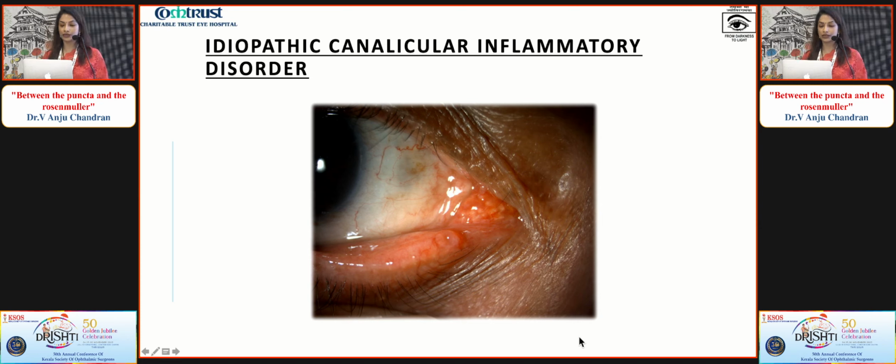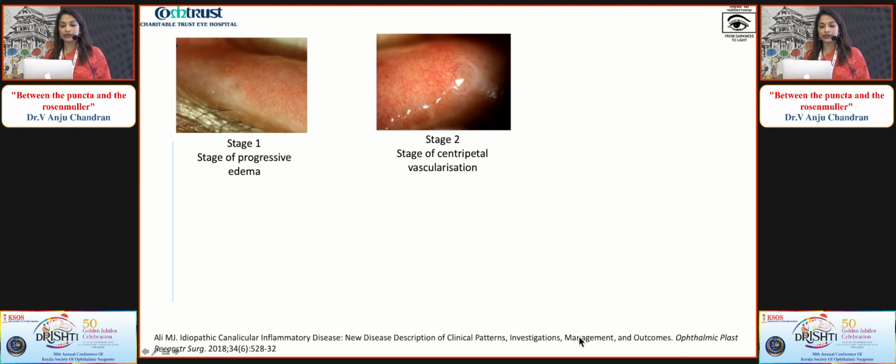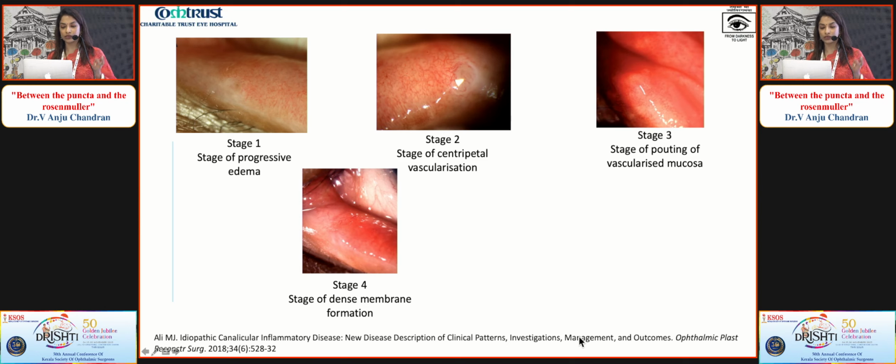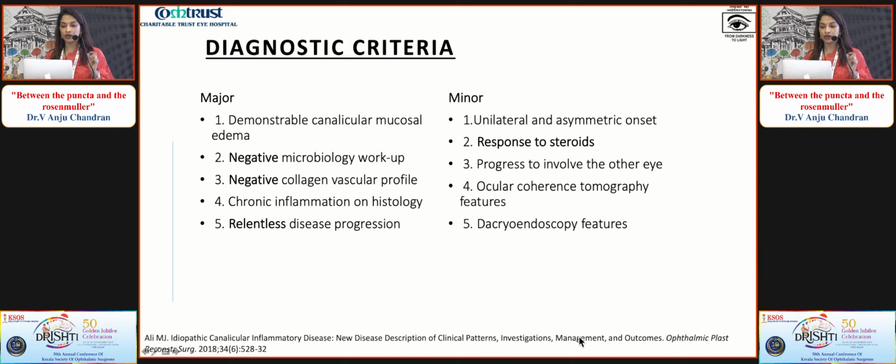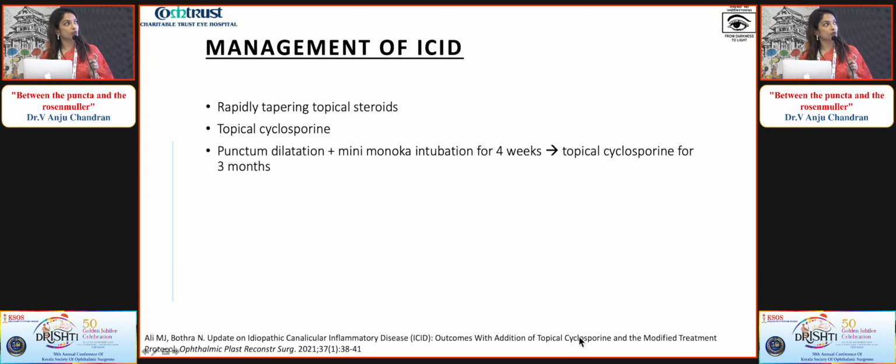Just quickly looking at this very recent condition that was described, which is called idiopathic canalicular inflammatory disorder. There are a series of stages that the patient goes through, which is initial progressive edema, then vascularization, then pouting of the vascularized mucosa, membrane formation, and eventually progressive cicatrization. If you look at the criteria, one thing is negative microbiology workup and negative systemic involvement. There is a relentless disease progression and the disease responds to steroids. So the treatment would be a punctum dilatation with a mini monoca intubation for at least 4 weeks. You start the patient on tapering topical steroids and follow it up with topical cyclosporin for a minimum of 3 months to get the adequate response.